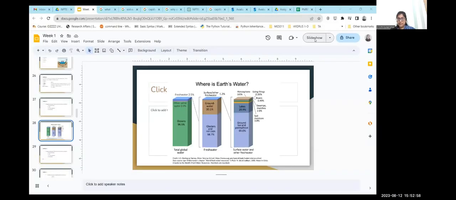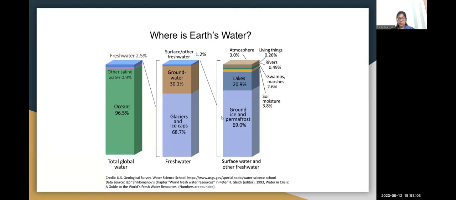You can see here the global distribution of Earth's water. Out of the total global water, oceans consist of 96.5% of the water. Other saline water, which involves water in marshy areas and saltwater lakes, are other saline sources. And fresh water comprises only 2.5% of the total global water. Now let's see what the sources of fresh water are.